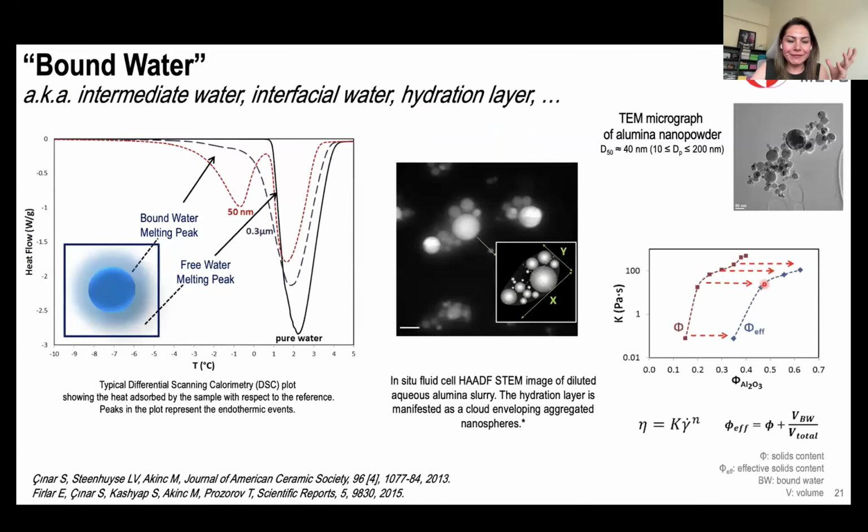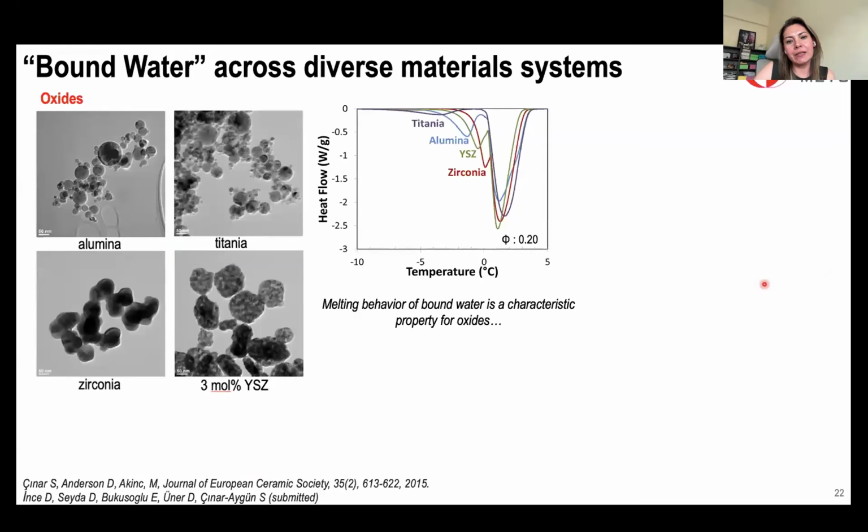That bound water was quite cool, but we were just working with alumina. So we looked at other oxides. Here we have alumina, titania, zirconia, and yttria-stabilized zirconia, the TEM images of the powders that we used. They all have the same surface area and all exhibit the very same free water peak, but the bound water peaks that you see here were material specific. Both the melting temperature and the amount of water bound on those samples were different. So we concluded that this is a material-specific property.